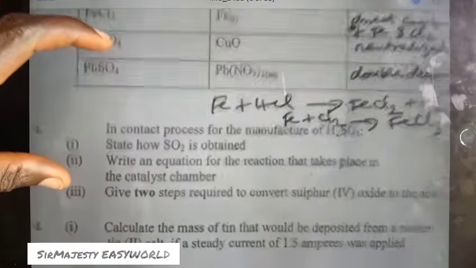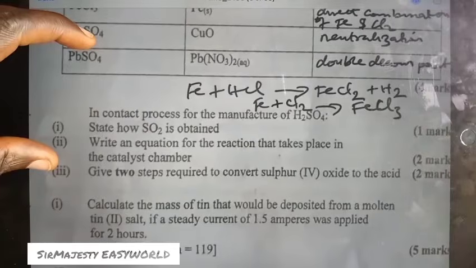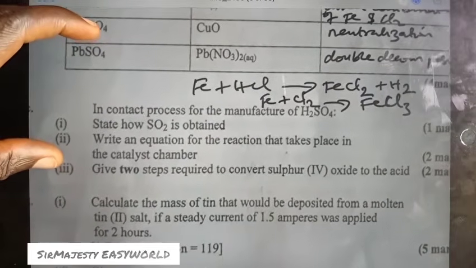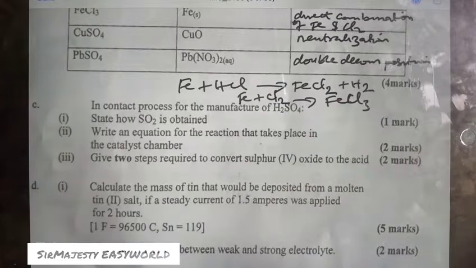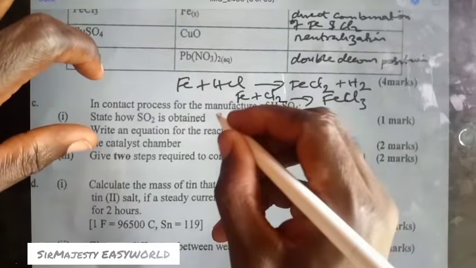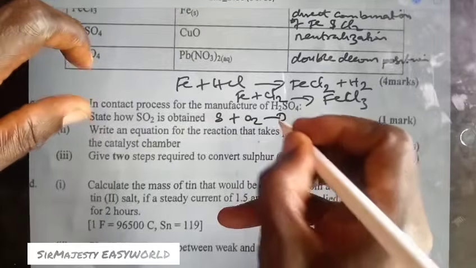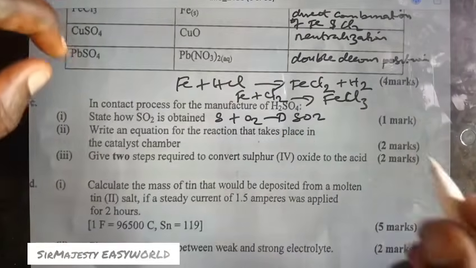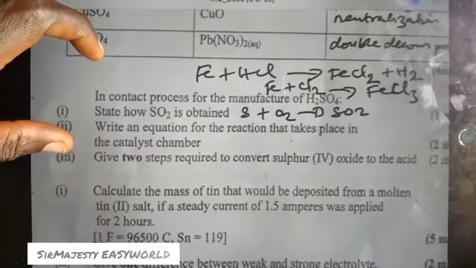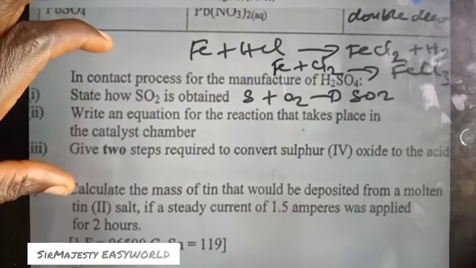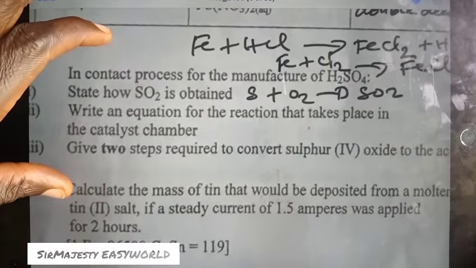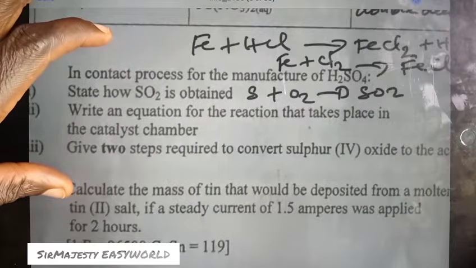Okay, then we go to the next one, which says in the contact process for the manufacture of H2SO4, state how SO2 is obtained. Simple, by burning sulfur in oxygen, in the presence of oxygen, and that is S plus O2 to give you SO2. That is how to produce the sulfur(IV) oxide, burning sulfur in oxygen. Then write an equation for the reaction that takes place in the catalyst chamber. We have the absorption chamber. I think I've forgotten the other one.